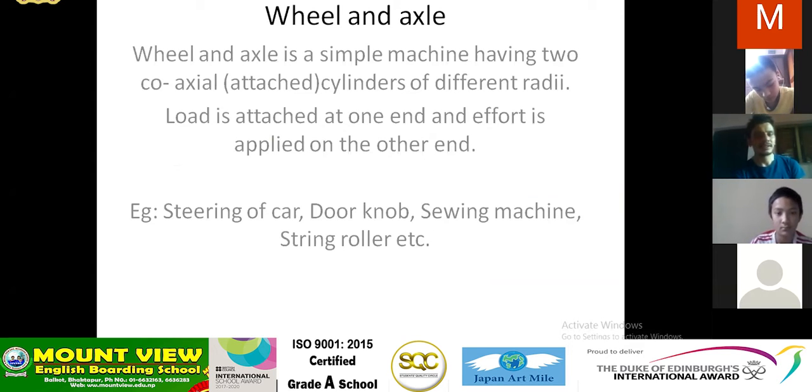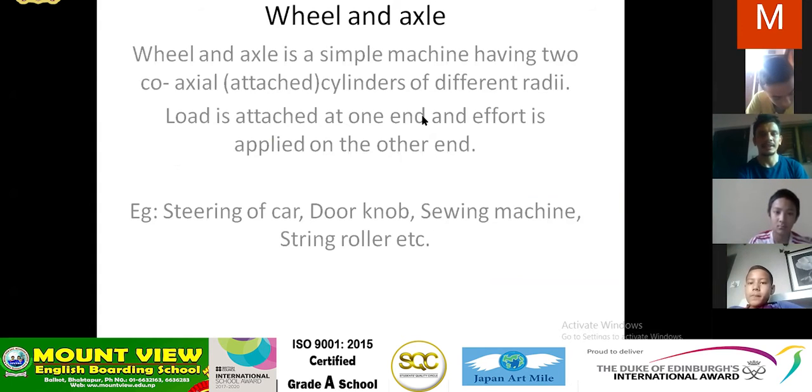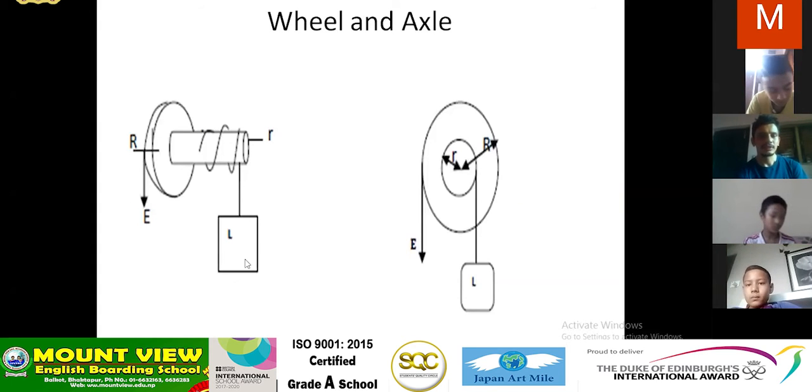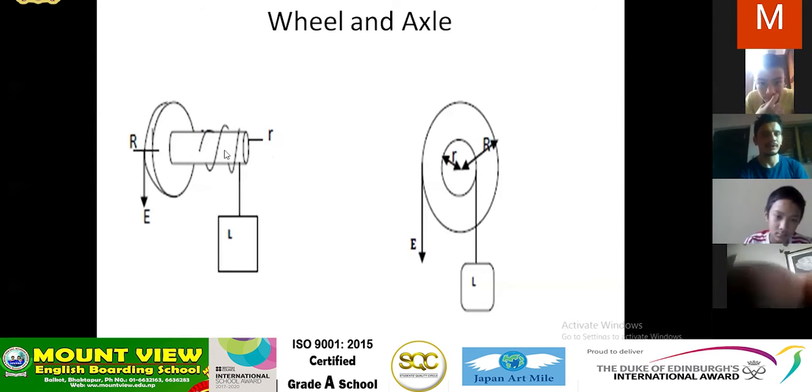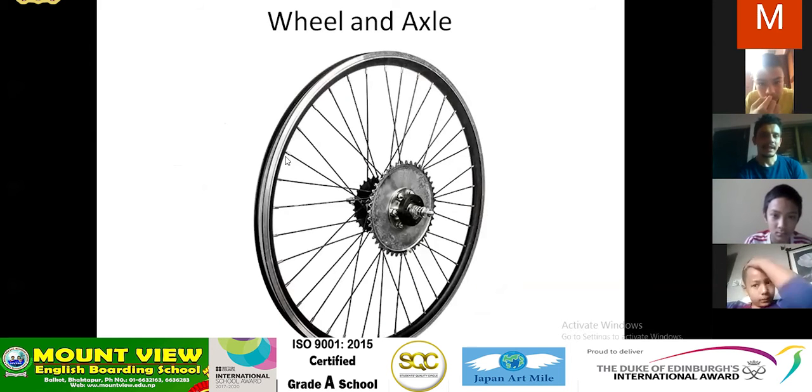In this case, load is attached at one end and effort is applied on the other end. You can see on the figure here. This is the load. Load is kept on the axle side. Always we put the load on the axle, and we apply effort on the wheel, on the bigger cylinder. On the small cylinder, also called the axle, we keep the load. At this point we apply effort, and at this point the load is attached. Are you clear?